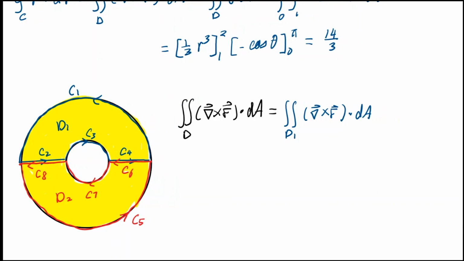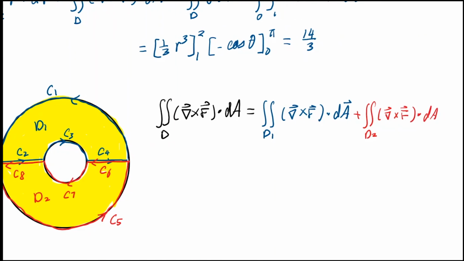Okay, then I'm going to add the red integral, double integral of curl of F dot dA. Good. Integrals do add, they got to. Now I'm going to use Green's theorem to expand this thing, okay?